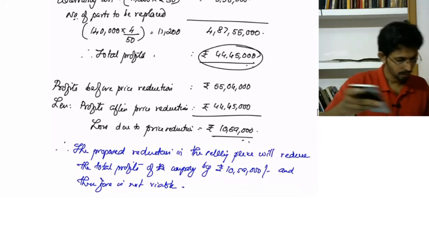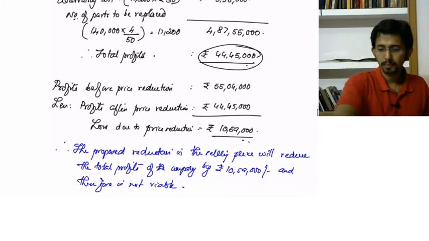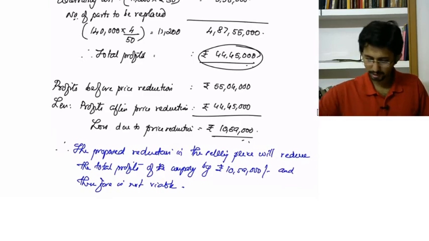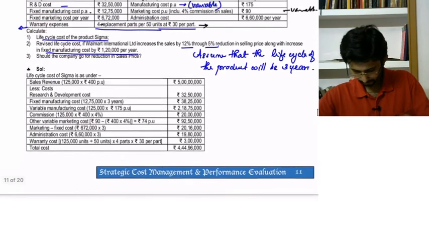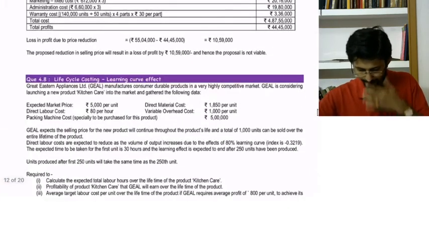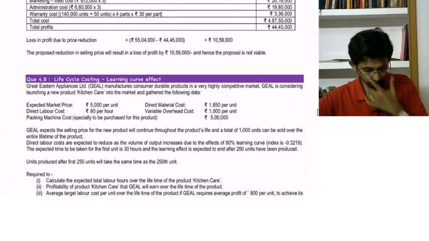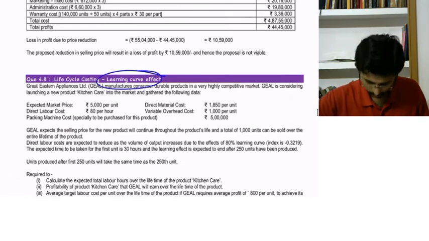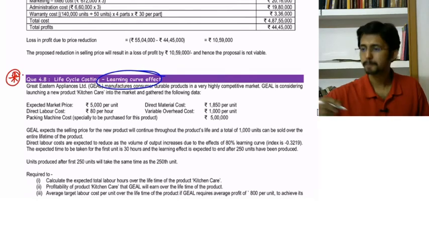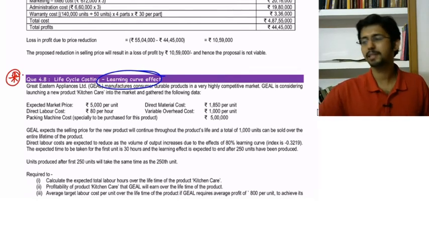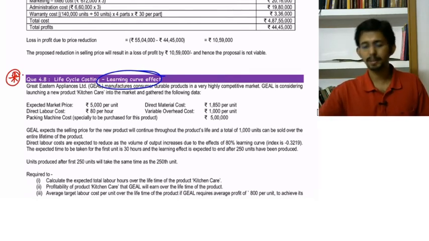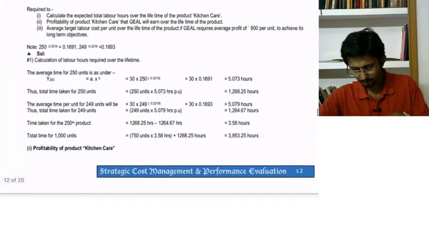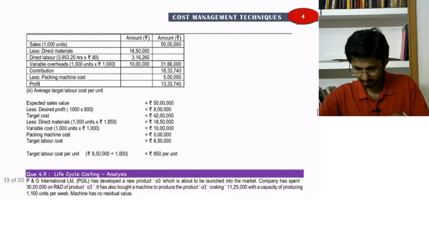Is it clear? Okay. Now, going ahead, you have the other question, question number 4.8. But in case of 4.8, you need to know the concept of learning curve effect, which I will be taking only later. So this problem I am keeping pending. Learning curve equations and learning curve effects, I will have to explain later. Then I will include this problem also. So that is not required.